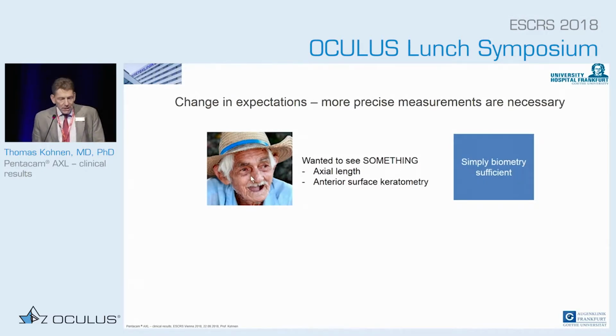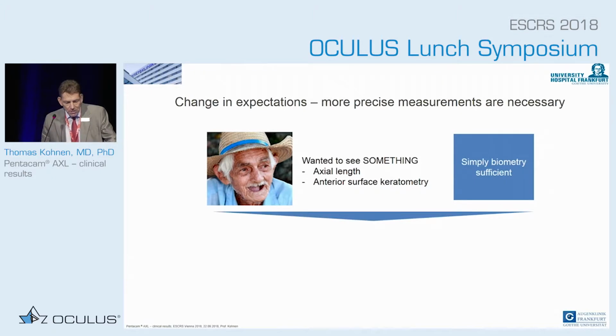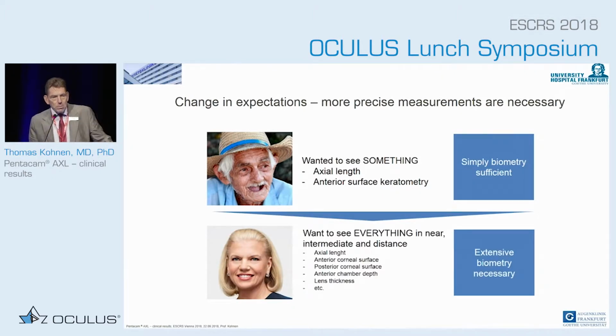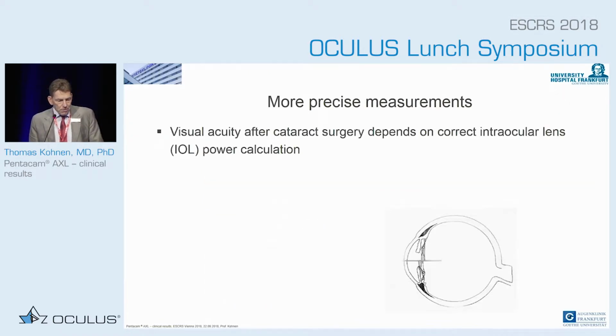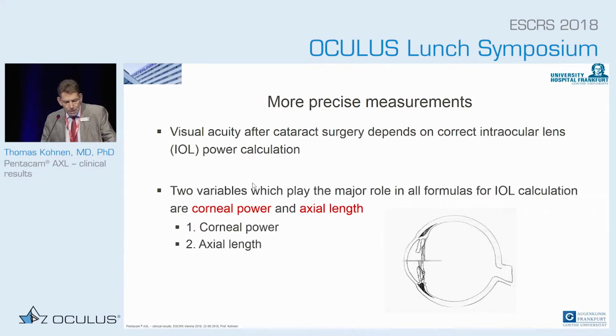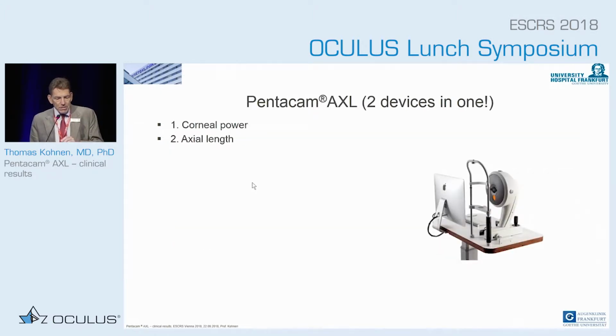Expectations on refractive cataract surgery: on cataract surgery, the old days are gone. Patients want to see well afterwards. We now have the implication that people want to see more. They want to be treated not only for the cataract, but also for the refractive error. In order to do this, we need more precise measurements, because the visual acuity after cataract surgery depends on the intraocular lens and the power calculation. And of course, we have two variables, corneal power and axial length.